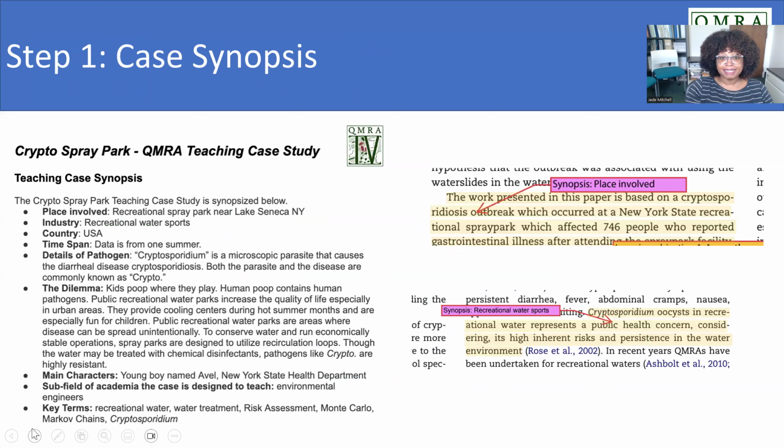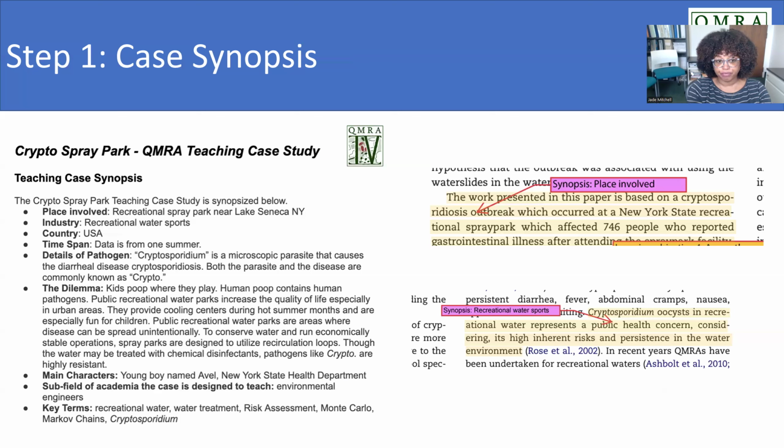Step 1, the case synopsis. So for CryptoSpray Park, in reading the journal article, one can find that there was a specific case in or near Lake Seneca, New York, where residents or recreators in the area were exposed to cryptosporidium during a particular summer. There was an outbreak investigation that provided some data used to inform the research case study and the research methods in this case.